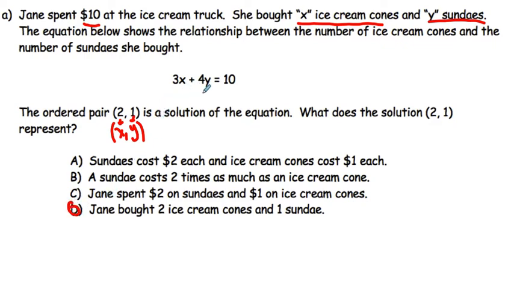Now, if you look at this problem, you aren't told, but you know how much they cost. You know that the total cost was $10. 2 ice cream cones and 1 sundae. If we plug those in there, 3 times 2 is 6, plus 4 times 1 is 4, equals 10. So 6 plus 4 is 10. The ice cream was $3, and the sundae was $4. So we did know that in the problem, even though we weren't told that outright. We could figure that out from some of the context that we're given in this problem.